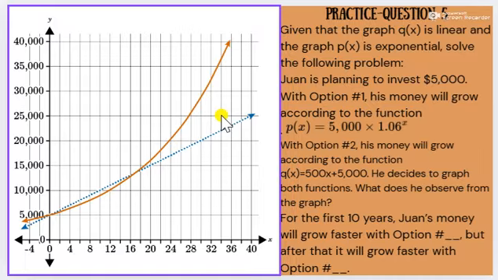For the first 10 years, Juan's money, so here's 10, will grow faster with blue, which is q of x, which is option number 2. Okay. But after that, it will grow faster, and it's not at 10. Oh my goodness, it's at 16. But at 16, it will grow faster with option 1, which is our orange p.